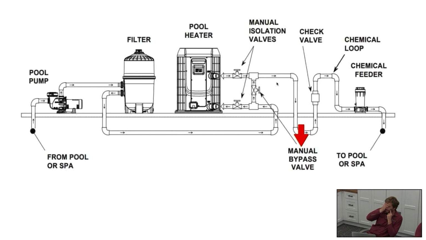Okay, manual bypass valve. This is a really common water flow issue on pool heaters. This valve is open, and so the water, as you can see coming into our heater, is not all being forced through the heater. Some of the water is going through the bypass. And so you close that bypass and you force your full water flow through that.